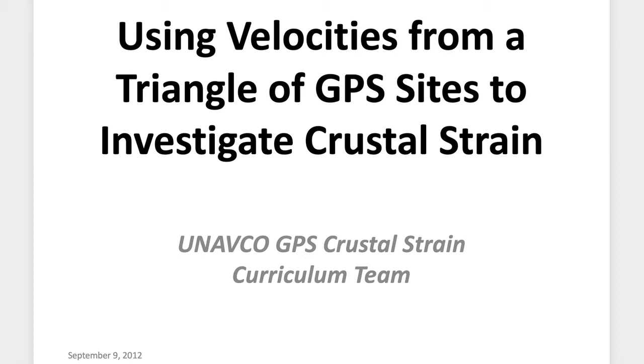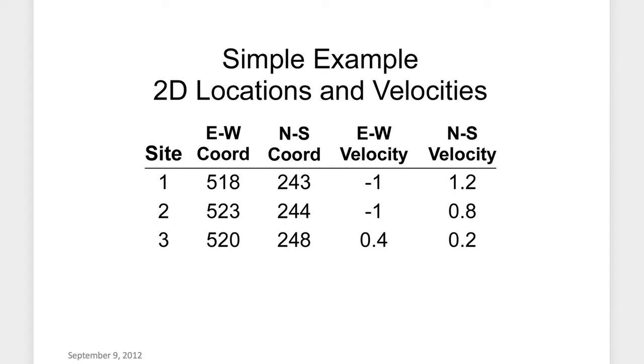We're going to demonstrate using velocities from a triangle of GPS sites to investigate crustal strain. We start with three imaginary points.